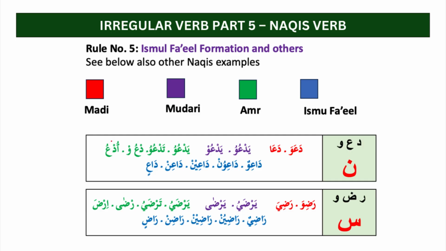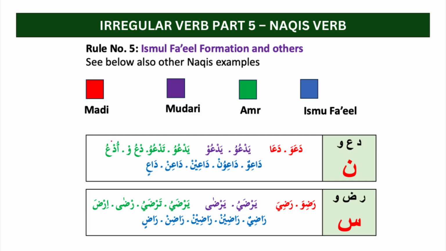On this slide, we continue the same lesson, but now the focus becomes wider. Here we are looking at Ismul Fa'il formation, and at the same time, we are also looking at several other naqis examples side by side. This is important because students should not only know one isolated word, they should learn to see the whole family together: the Madi, the Mudari, the Amr, and the Ismul Fa'il.